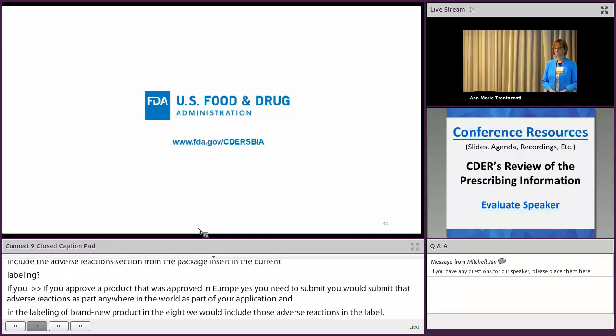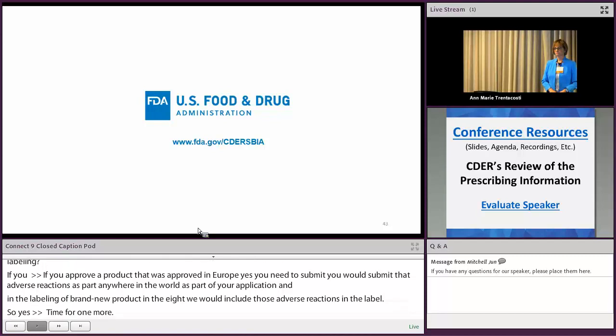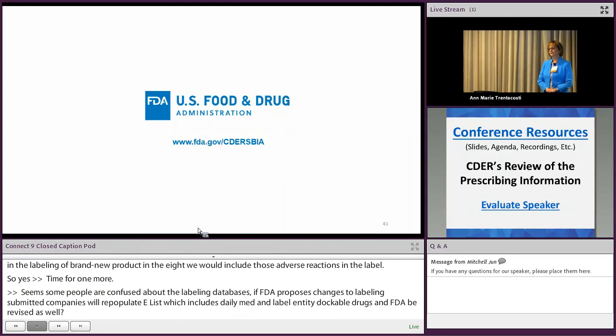Yeah, it seems some people are still confused about the labeling databases. If FDA proposes changes to labeling submitted, companies will repopulate eList, which includes DailyMed and labels.fda.gov. Will Drugs@FDA then be revised as well? So can you repeat that again? If FDA proposes changes to labeling submitted, companies will repopulate eList, DailyMed and labels.fda.gov. Will Drugs@FDA then be revised too?